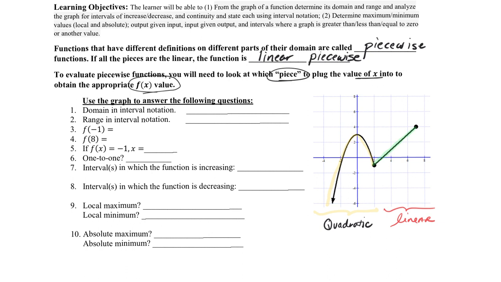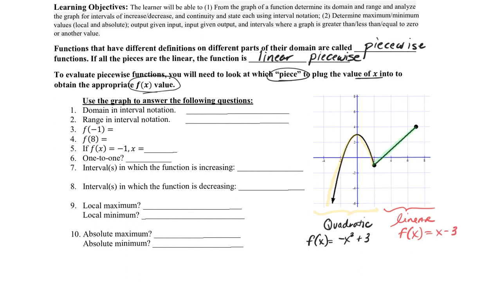But depending on what I'm trying to evaluate, if I've got a particular x value, I need to know: do I put that x value into the quadratic function to find the appropriate value for y, or do I put it into the linear function? For my quadratic function here, f of x equals negative x squared plus 3. And the linear function is f of x equals x minus 3.